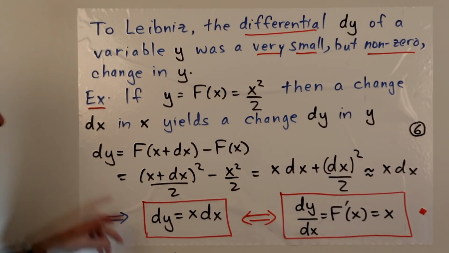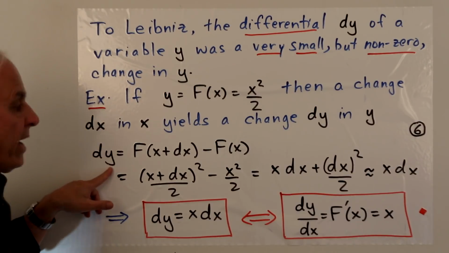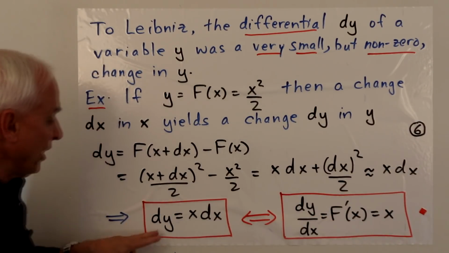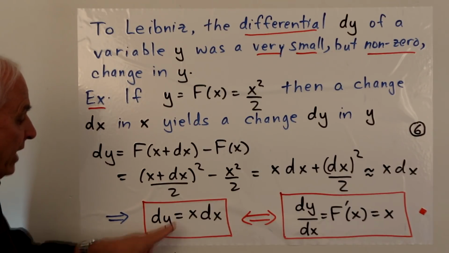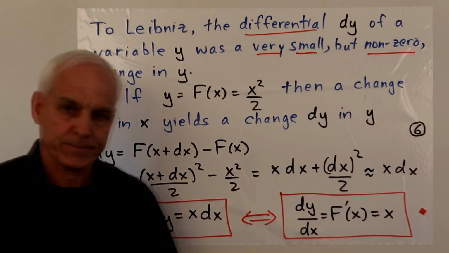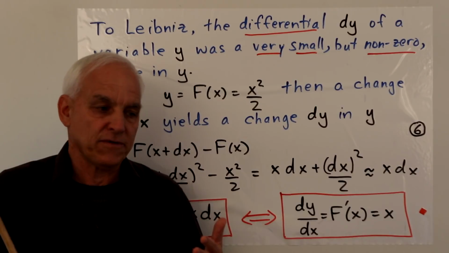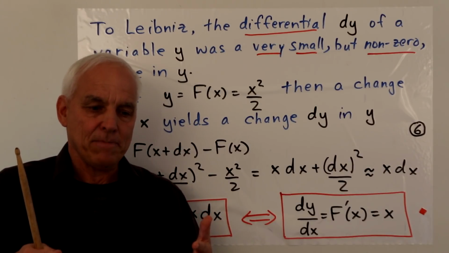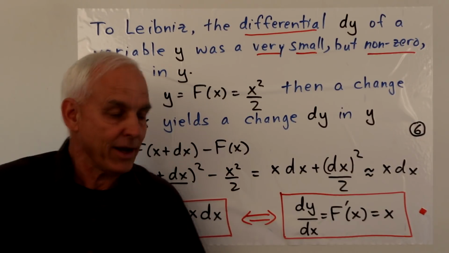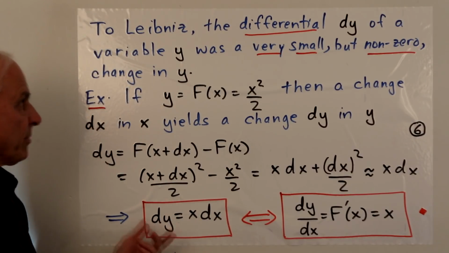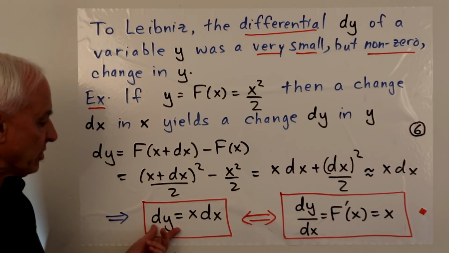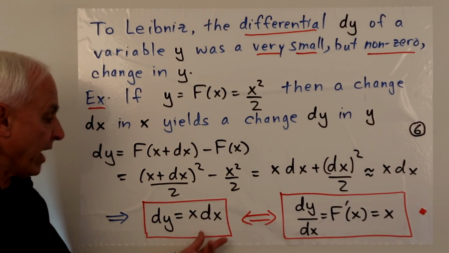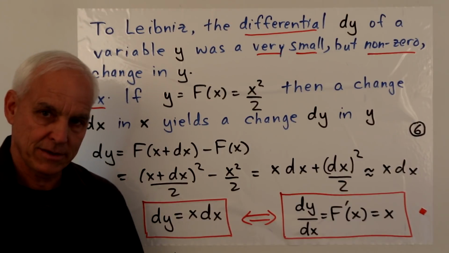So we get the relation that the change in y is related to the change in x in the following way, that dy equals x dx. This is the source of the term differential calculus. The calculus is about differentials. Okay, so this infinitesimal quantity is sometimes called a differential, and here is a relation between the differential of y and the differential of x.